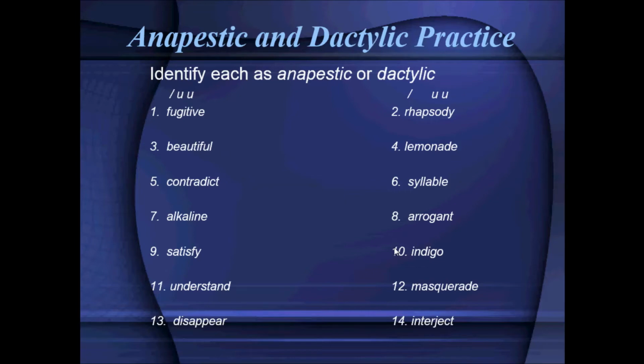Fugitive, the last two syllables, both of those are very unstressed. There's not much to them. And rhapsody, that strong beginning of the word is clearly stressed. So fugitive, rhapsody, both dactylic.